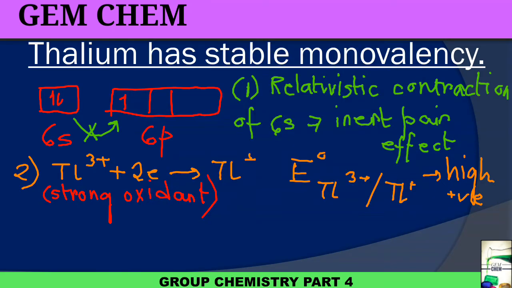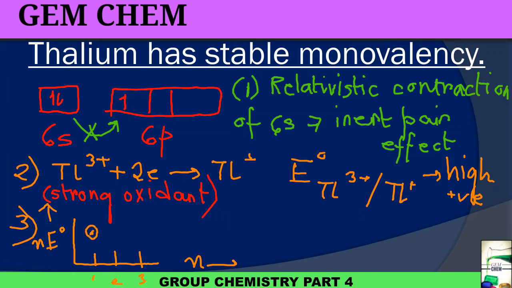Now the next, third point is that if we try to draw a Frost diagram, see this very carefully. Here is 1, here is 2 and here is 3, and this axis shows n, that is the number of electrons transferred. Then thallium comes here, and in the down portion comes thallium +, and in the 3 portion is thallium 3+. So this is thallium + and this is thallium. And if we try to join these, then it comes like this.